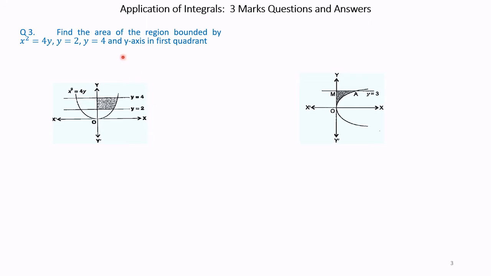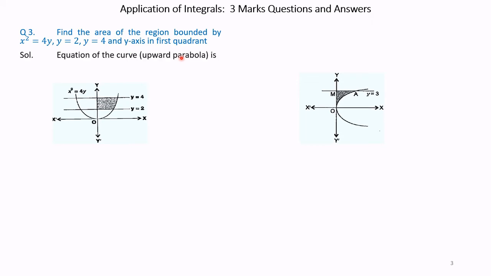Find the area of the region bounded by x square is equal to 4y and y is equal to 2 and y is equal to 4. So y is equal to 2 is a line parallel to the x-axis. y is equal to 4 is also a line parallel to the x-axis. And we have to find the region between the y-axis in the first quadrant. Okay, let us draw the diagram or graph.